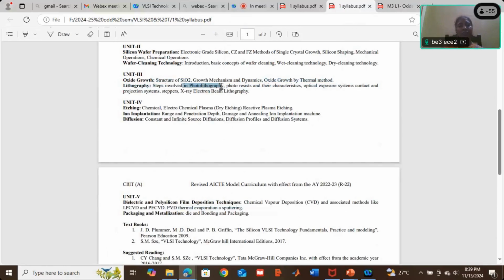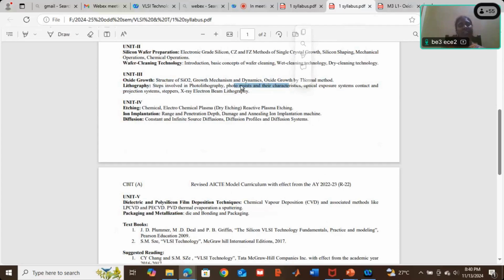What are the steps in photolithography? Then what are the different photoresists that can be used? I can show you in the PPT, but it will take more time. You can note down in simple. Based on that, you can prepare answer for 4 to 5 marks. Each question answer for 4 to 5 marks.